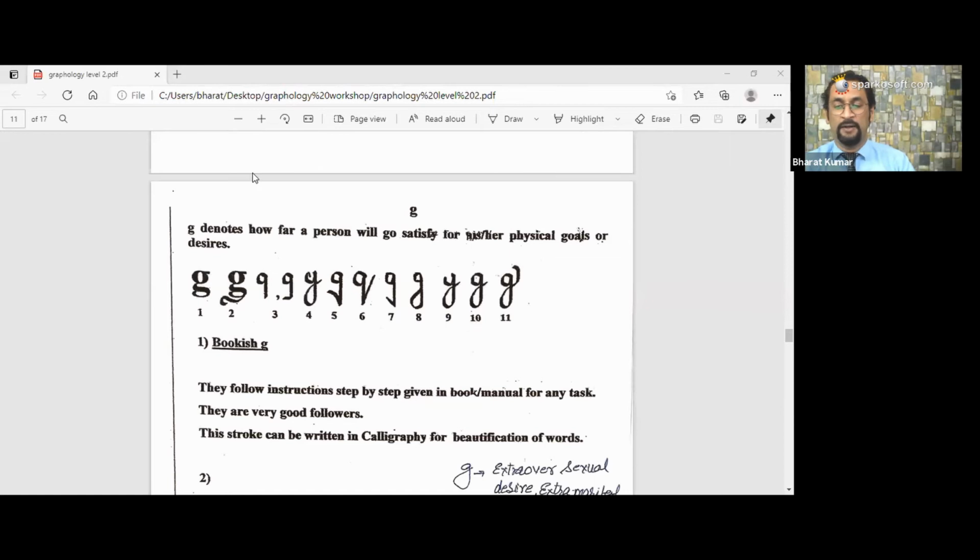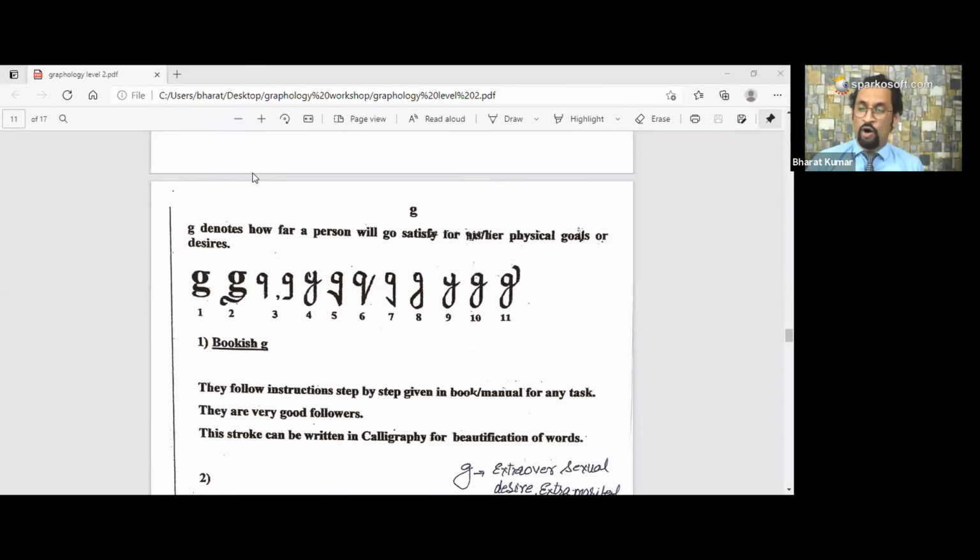So what I'm saying, those people who have bookish G, they follow instructions step by step, as given in the book, given in the manual. They will not use their own brain. They will just follow the system which is given in the book or somewhere else. Okay? Now, check. So they are very good followers. They are actually sound followers.